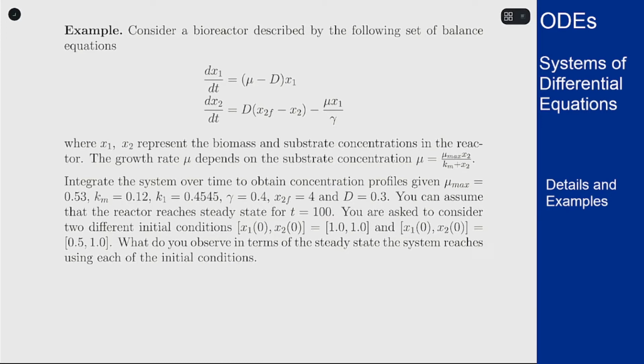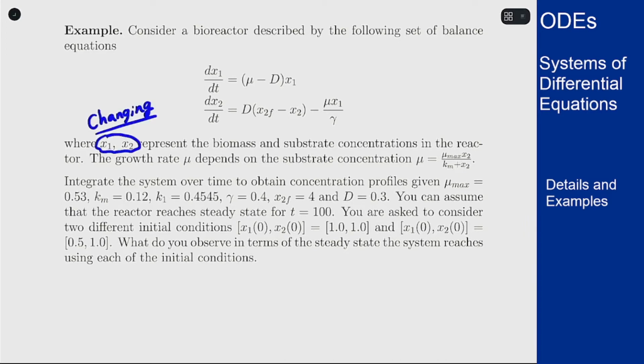We have dx1/dt is mu minus d times x1, and dx2/dt is d times (x2f minus x2), or whatever those values are, minus mu x1 over gamma, where x1 and x2 are the biomass and substrate concentrations in the reactor. So those are the two things that are changing over time. And the growth rate mu depends on the amount of substrate given by the formula here.